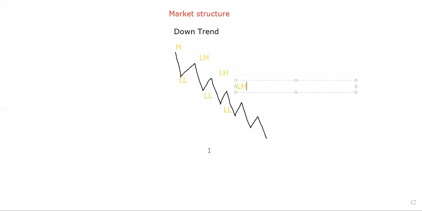Let me adjust the ones that I've already drawn. So that's a lower low, that's a lower high, that's a lower low, that's a lower high right here, and that's a lower low. So let me draw again. We have a lower low again, then a lower high right here, another lower high right here, and then we have a lower low.